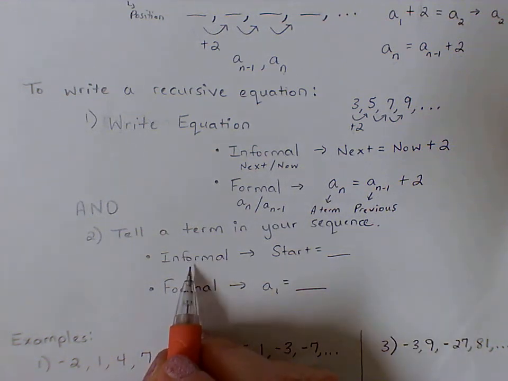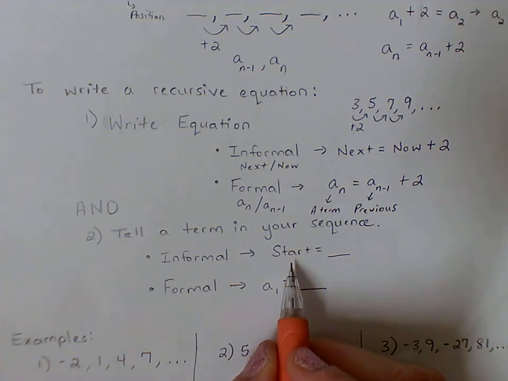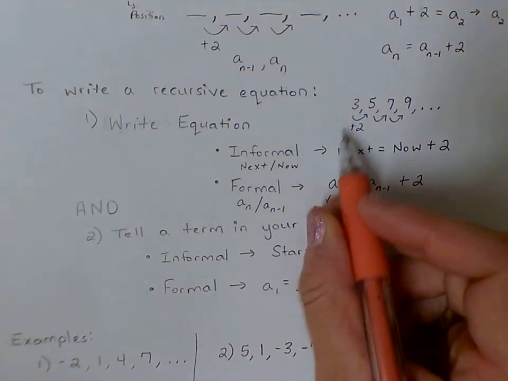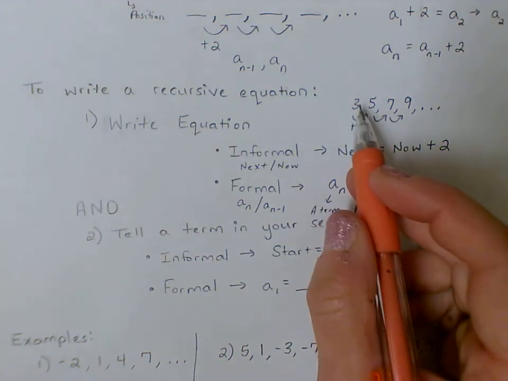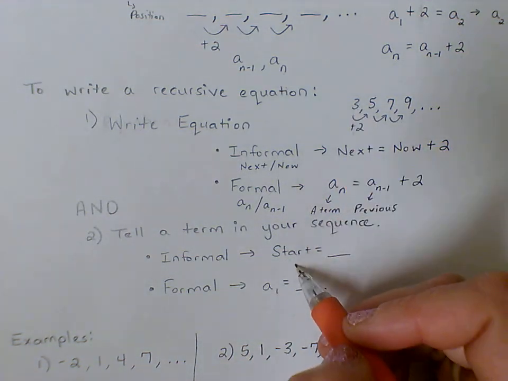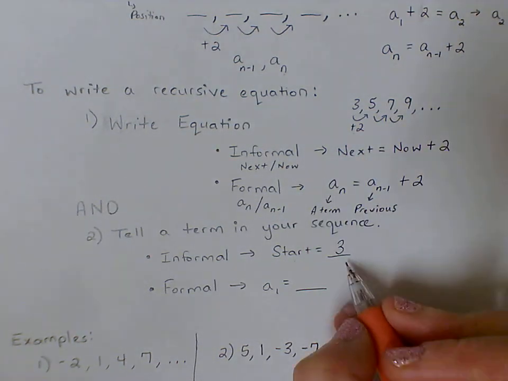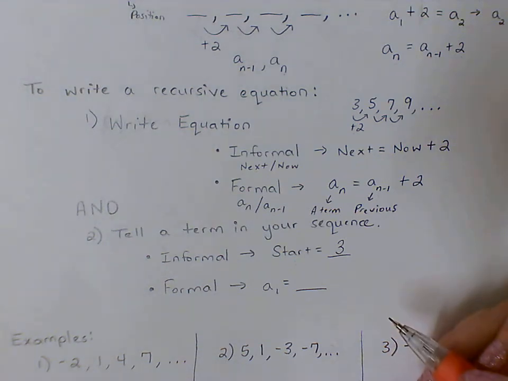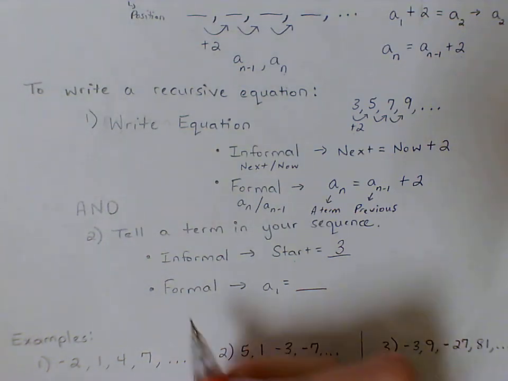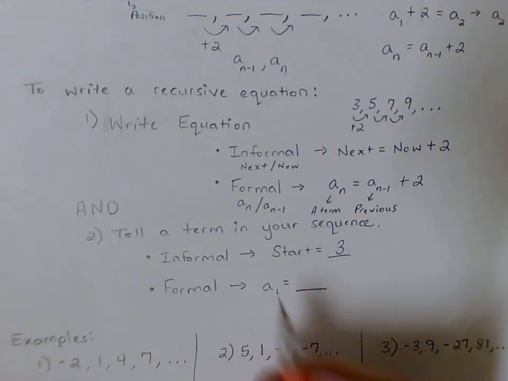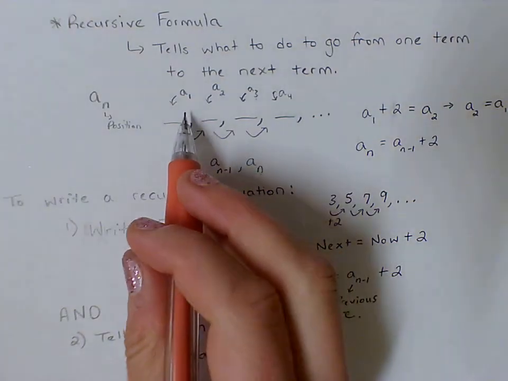So if you're writing it in an informal way, you would write down where it starts. So in this sequence, where does it start? Well, it starts with 3. So you would say the starting term equals 3. And so you would put it right beside the informal equation. And then the formal equation, you have to write it using this notation.